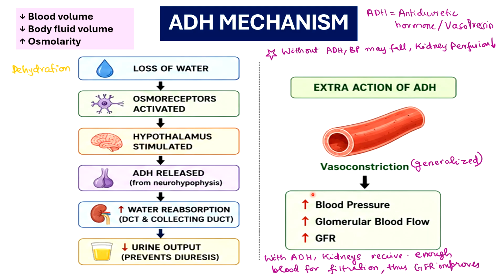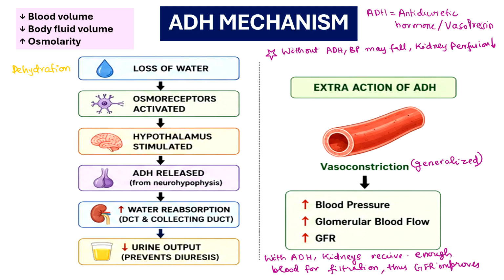So the blood pressure will increase, and as the blood pressure increases for the same amount of blood, the glomerular pressure increases, which in turn increases the glomerular filtration rate. If there is no ADH, what will happen? The kidney perfusion, or the amount of fluid flowing to the kidney, drastically reduces. Also, the BP may fall.